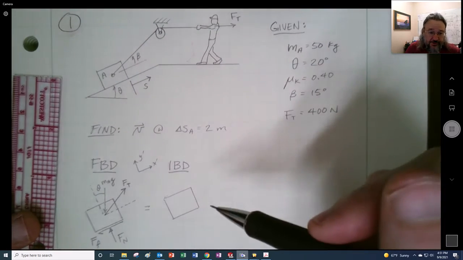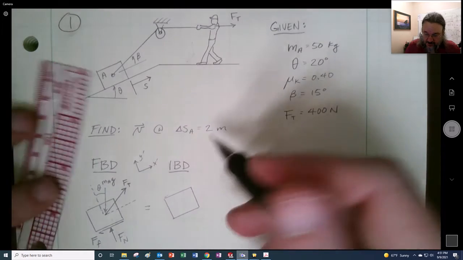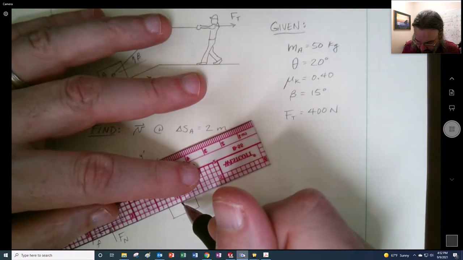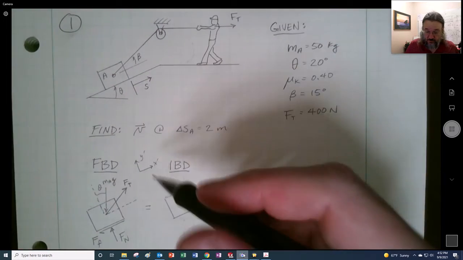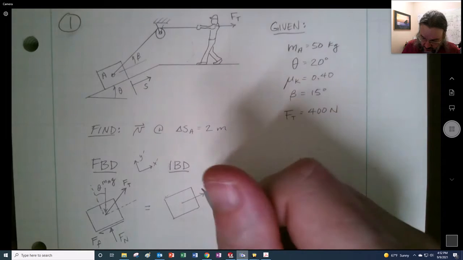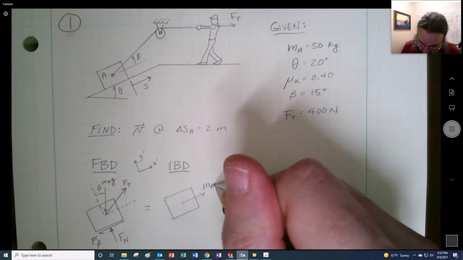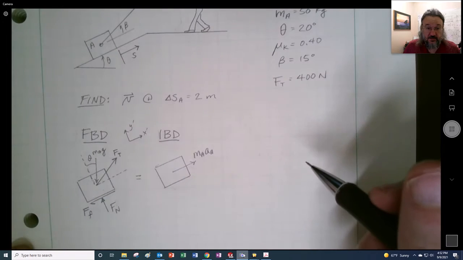I just went ahead and put it there. But this is the weight, right? Mass times gravity. Over here on this side, this is where we get the acceleration, and it's only going to accelerate up the slope, right? It can't pass through and it can't jump off. So this is ma, acceleration a. That's all that belongs on the right hand side.